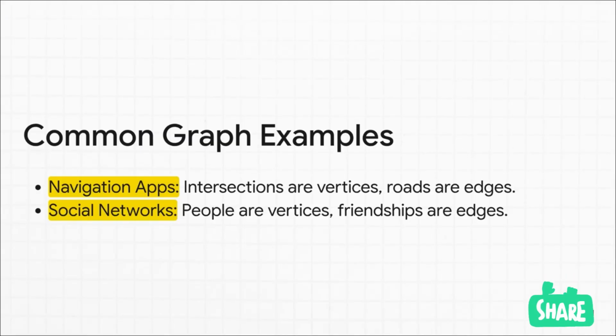I mean, think about Google Maps. Each intersection is just a point or a vertex, and the roads connecting them are the lines or edges. It's the exact same idea for Facebook. You're a vertex, and your friendships are the edges that connect you to other people. It's just a really natural way to map out these systems.